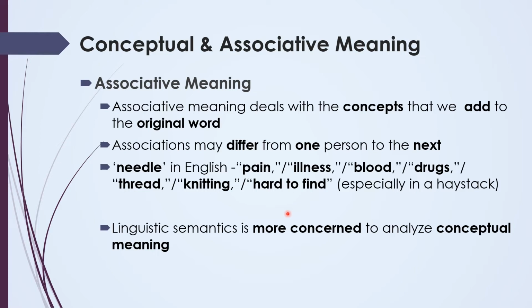And these associations can be different from one person to another person. One person in one context will refer to pain by referring to needle, and another person in another context may refer to hard to find by referring to the word needle. But under linguistic semantics, we are more concerned about conceptual meaning. So we will be referring only to the basic conceptual meaning or conventional meaning of words or phrases or sentences.